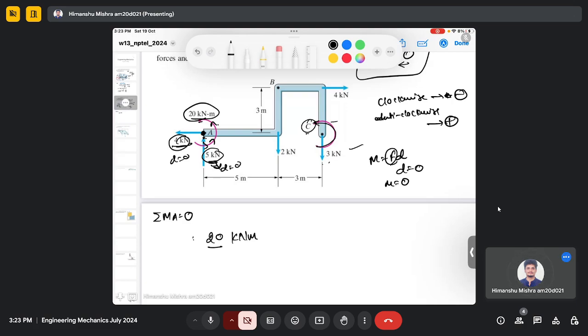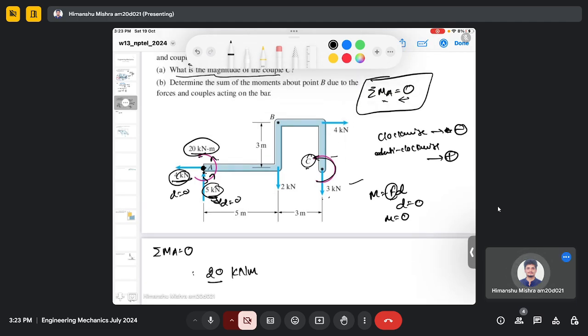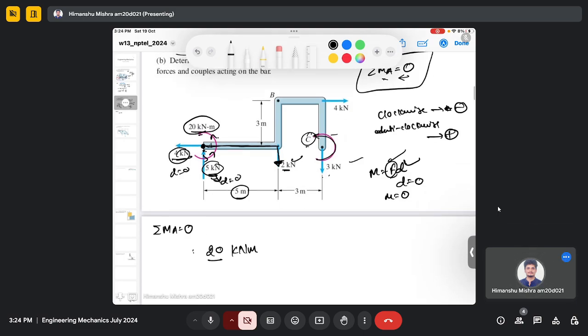Then this force will contribute to the moment, because there is a finite perpendicular distance. The force is finite, which is 2 kilonewton, and the perpendicular distance is also finite. If the force is in the vertical direction, the perpendicular distance should be in the horizontal direction, and it is actually 5 meters. And you can see the force is going downward, which means it will rotate in this manner towards point A.